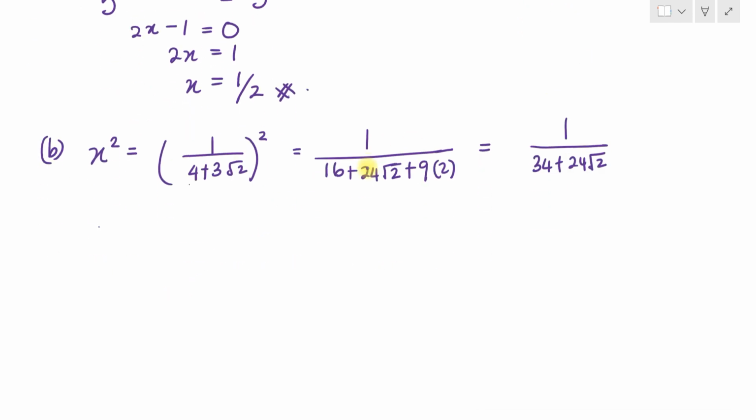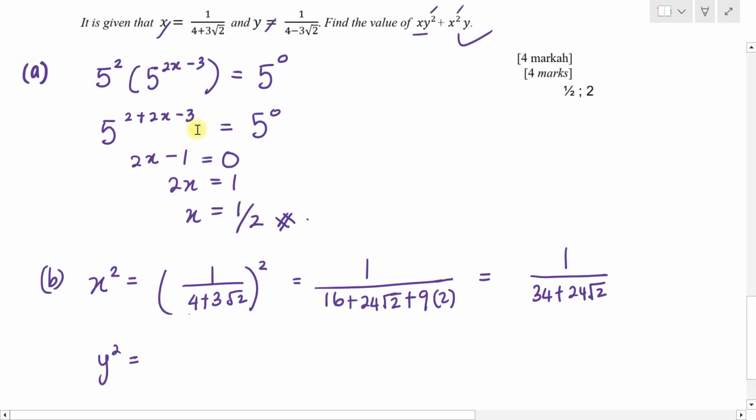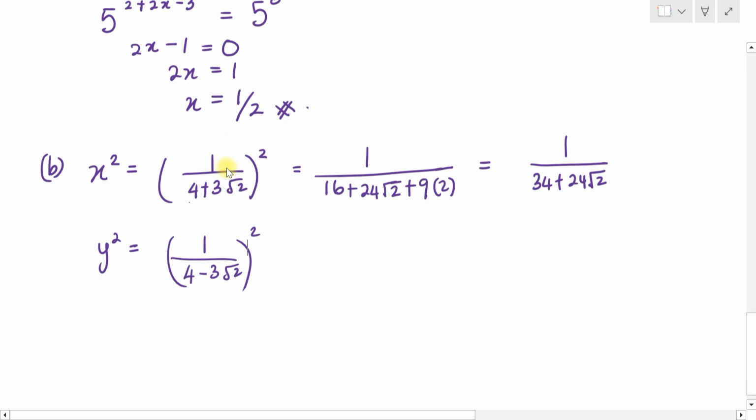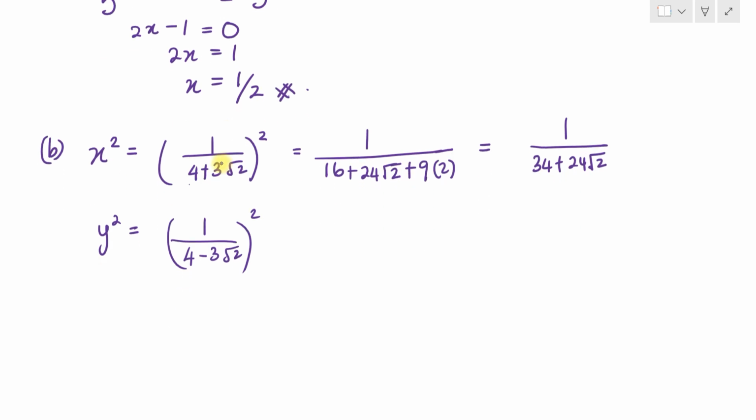Now, let's find y square as well. Y square is what? Y is 1 over 4 minus 3 surd 2, squared. Okay, right? So, like this now. 4 square is 16. Negative 3 square is positive 9. And then surd 2 square is just 2.